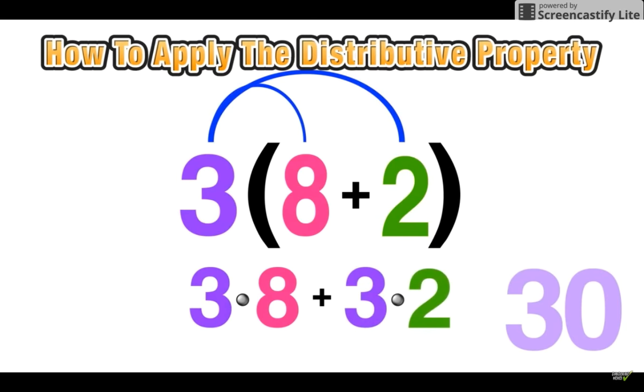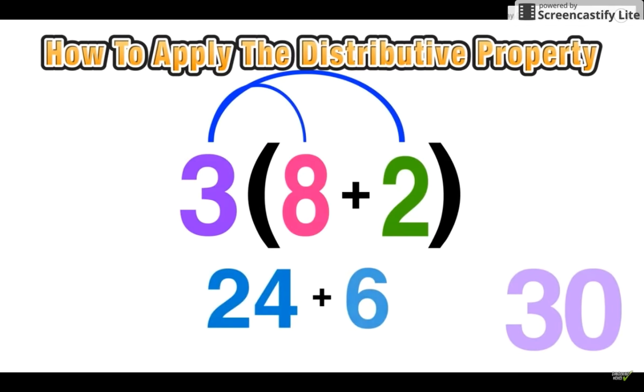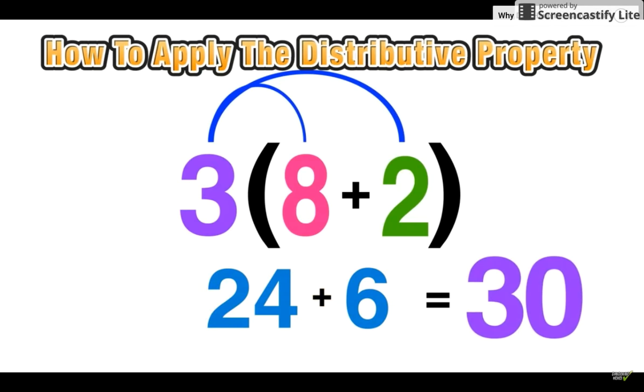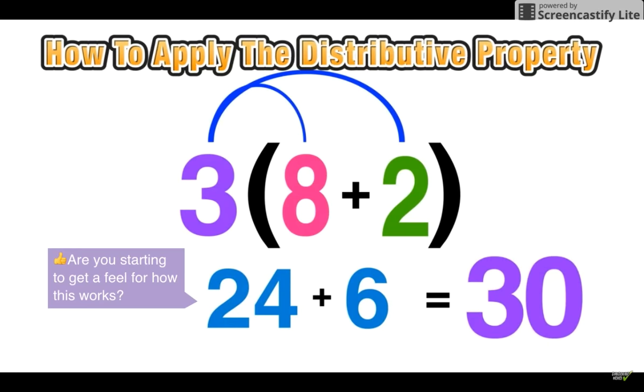Now continuing on, we know that 3 times 8 is just equal to 24, and we know that 3 times 2 is equal to 6, and now 24 plus 6, if we add those two values together, of course, equals 30. We get the same answer. Cool. So for that simple example, keep in mind the way that we distributed the value outside of the parentheses to each item inside of the parentheses using multiplication.